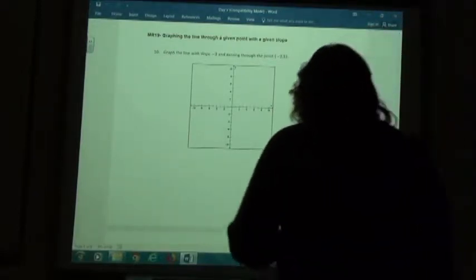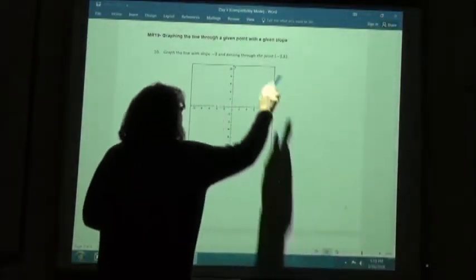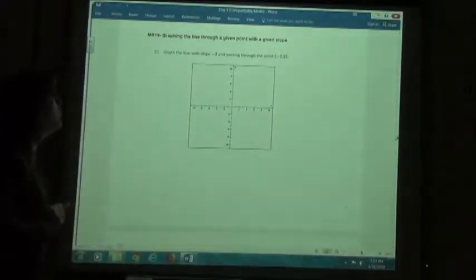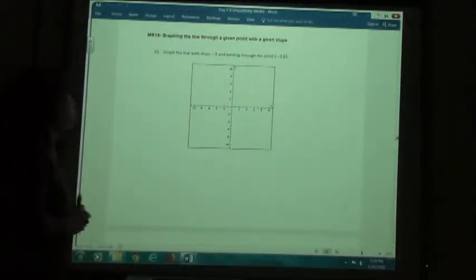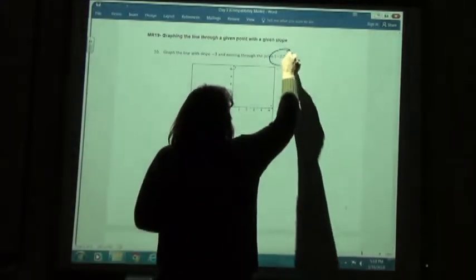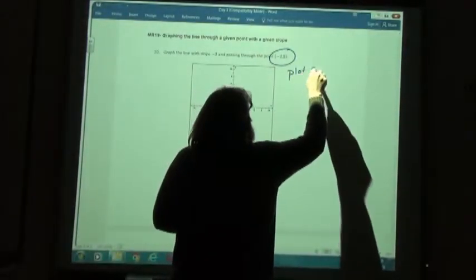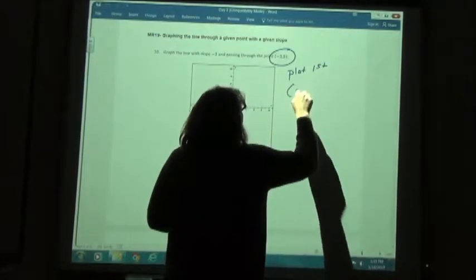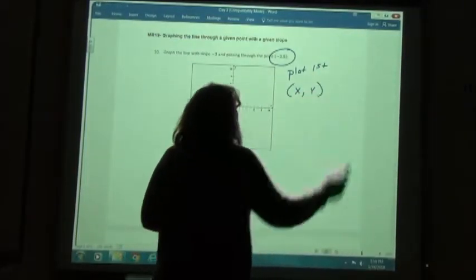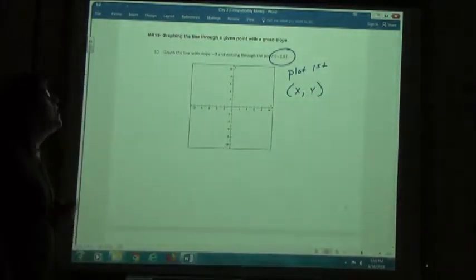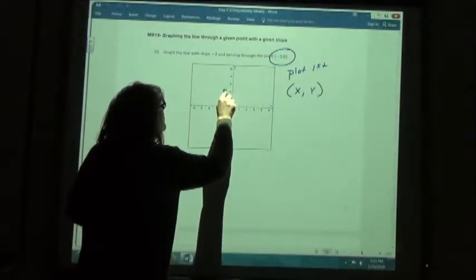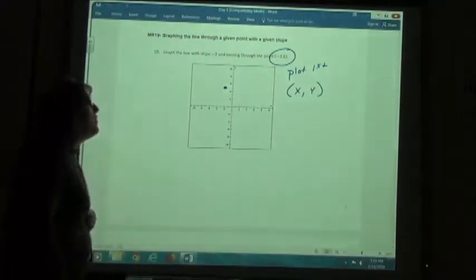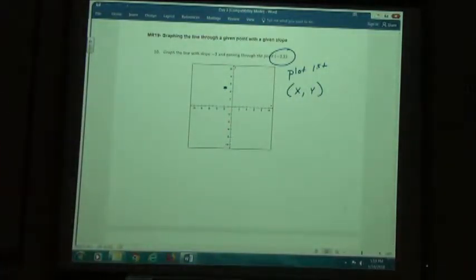Number 10, same kind of thing, but this time they're going to give you the point that my line is going to go through and then have you graph using the slope. So same kind of concept. We're going to start by plotting our point first. Remembering that in my ordered pair, the x direction is first and the y direction is second. So negative 2, 5. I'd go to negative 2 and then up to 5. Negative 2, 5 would be right there. To the left 2, up 5.